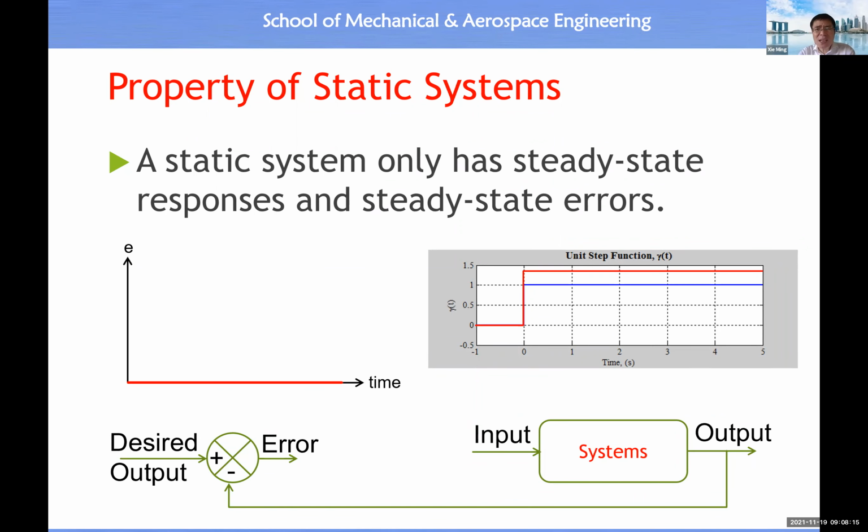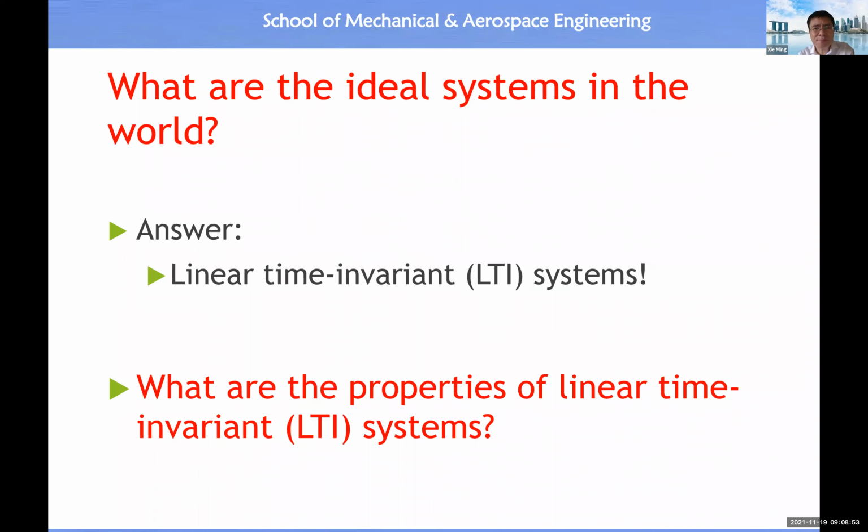Then what will be the property of a static system? So basically, a static system only has a steady state response, okay? And in terms of a steady state error, okay? This error is always fixed. And in general, through the calibration process, we can always reduce this error to zero, okay? Because there's no variation, it's quite easy for us to compensate the error in any static system, all right? So this is a key property of the static system, okay?